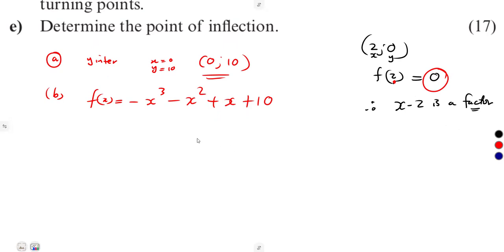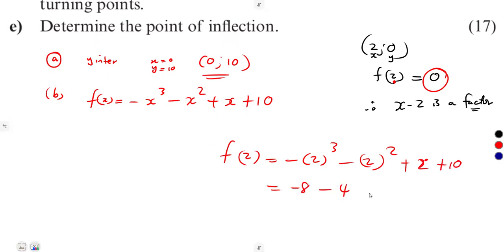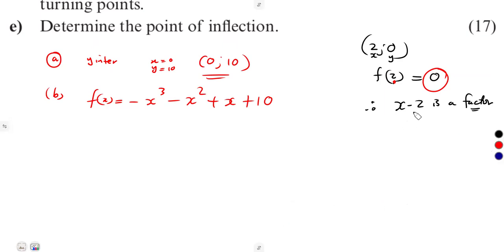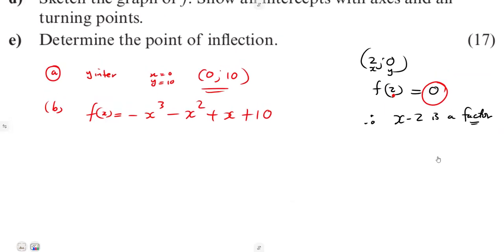So in our condition, we have f of 2 is equal to 2 to the exponent of 3 minus 2 squared plus 2 plus 10. That is going to give us minus 8, minus 4, plus 12. So this is minus 12 plus 12, which is a 0. That is the condition that I'm trying to say. But you're not going to do all these calculations because already they gave us that. You are given that point.